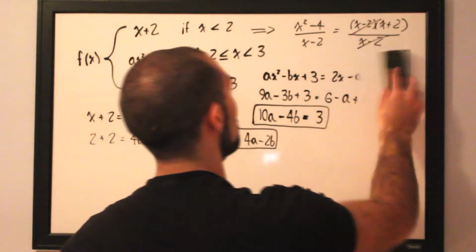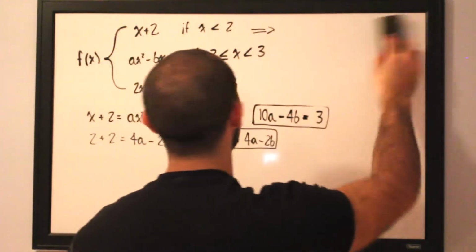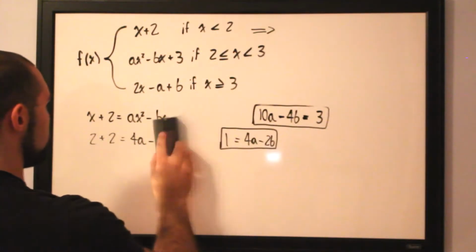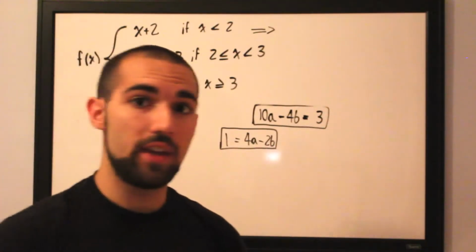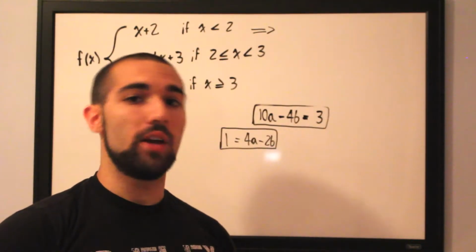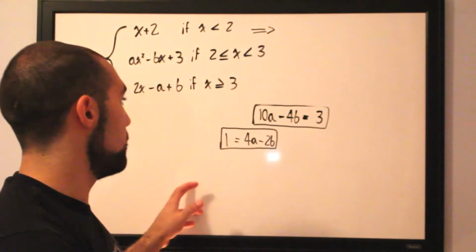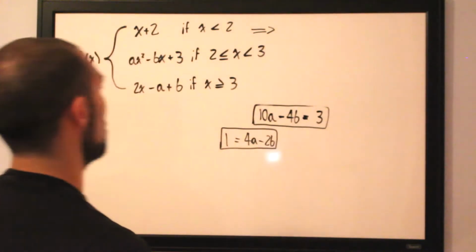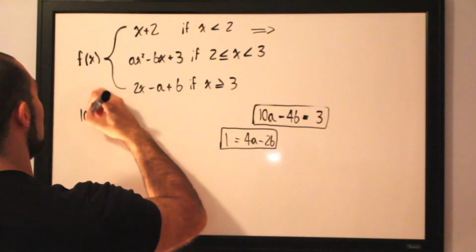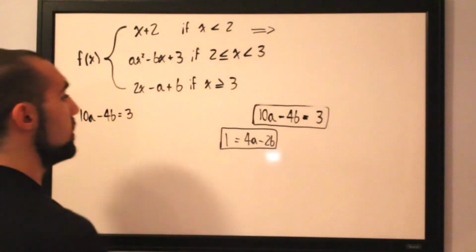So I'm just going to clean this stuff up because we don't really need it anymore and it's really taking up a lot of space. So we have our system of equations, and what we can do is add or subtract them using elimination or substitution, whatever you'd like. What I'm going to be doing is elimination. So say we wanted to subtract the following equations right over here, where 10a minus 4b is equal to 3.